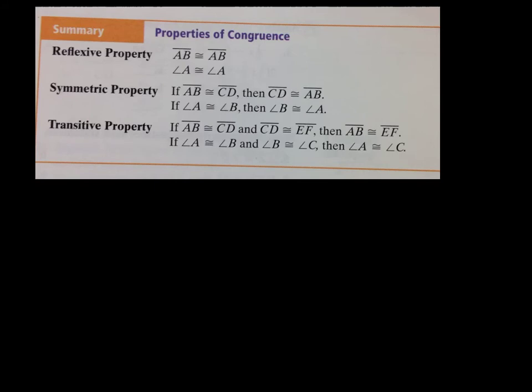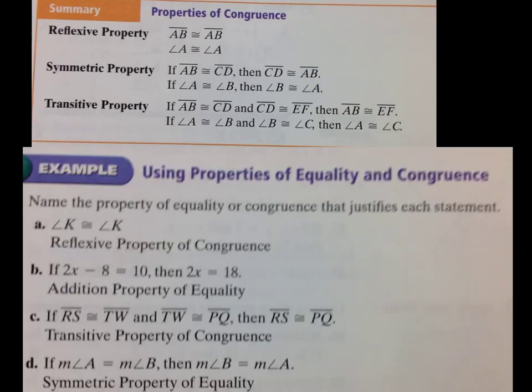And last, transitive property of equality is if the first thing equals the second and the second equals the third, then the first equals the third. Now that we're doing congruence, you'll say if the first thing is congruent to the second and the second is congruent to the third, then the first is congruent to the third. Now let's look at example 3. First they have angle K is congruent to angle K, which is the reflexive property of congruence.